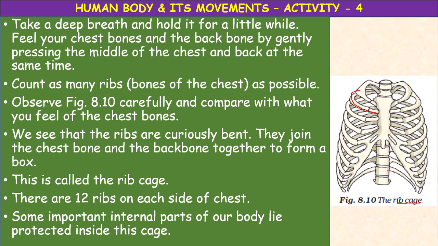So tell me, what are the organs which are present inside the rib cage? Yes, heart and lungs, the most vital organs. One of them a respiratory organ, another one the organ of the transport system or circulatory system. It is one of the important functions of the skeleton system to protect the internal organs. What are the internal organs protected by this rib cage? Lungs and heart.